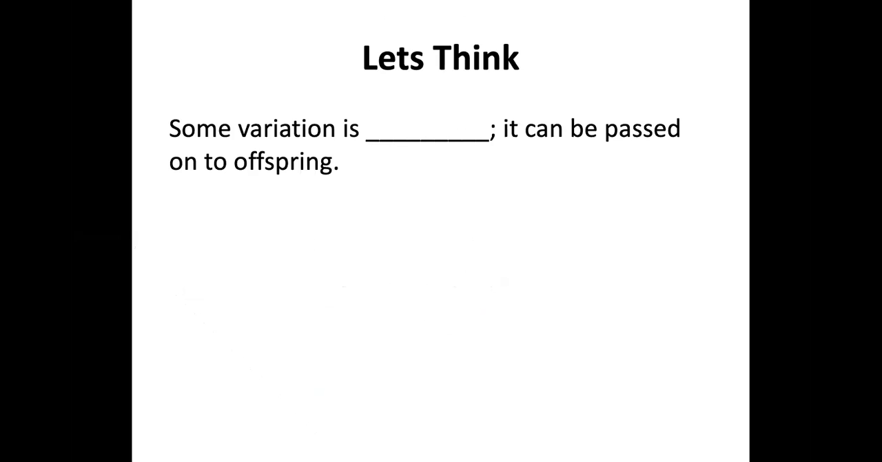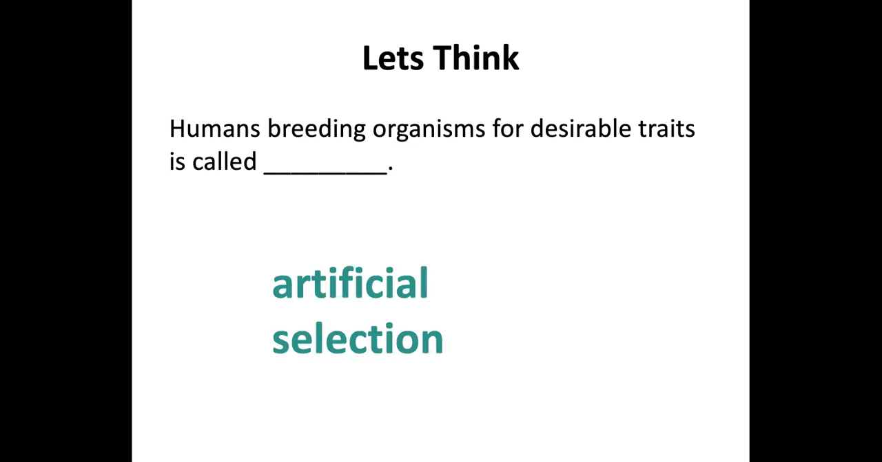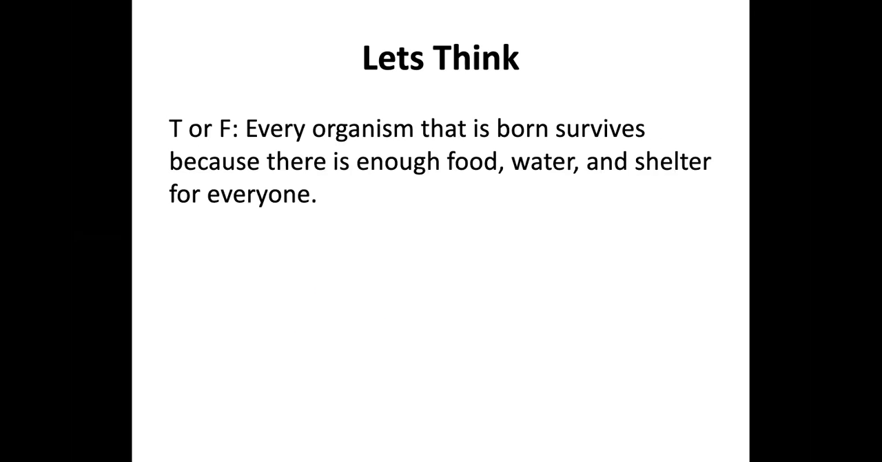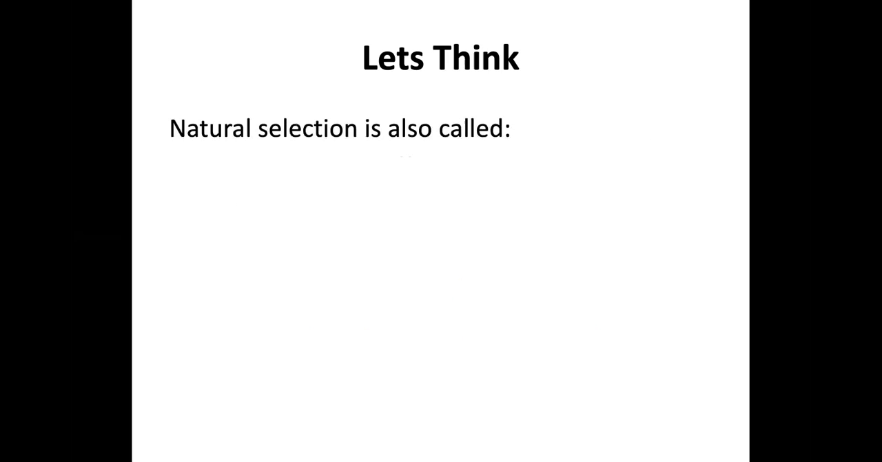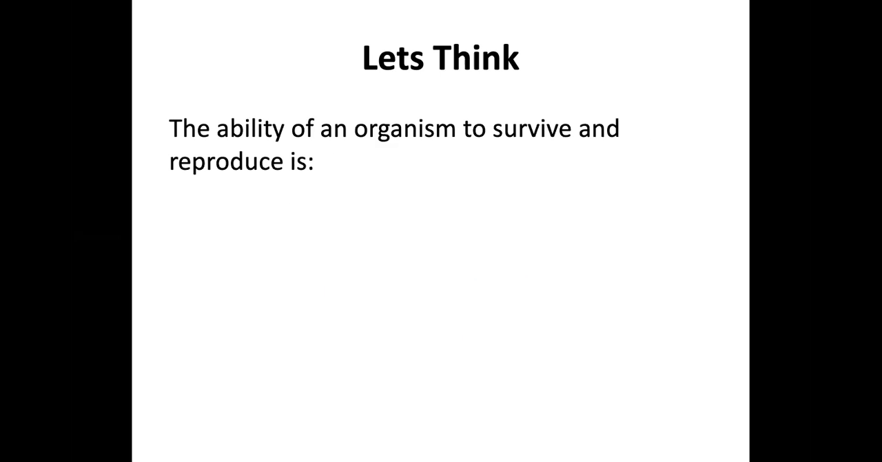So let's do a little review. Some variation is considered to be what? Heritable, which means it can be passed on to offspring. Humans breeding organisms for desirable traits is called what? Artificial selection or selective breeding. True or false? Every organism that is born survives because there's enough food, water, and shelter. That is very false. Natural selection is also called what? Survival of the fittest. Does it mean the fittest survive? No, make sure that we understand that.